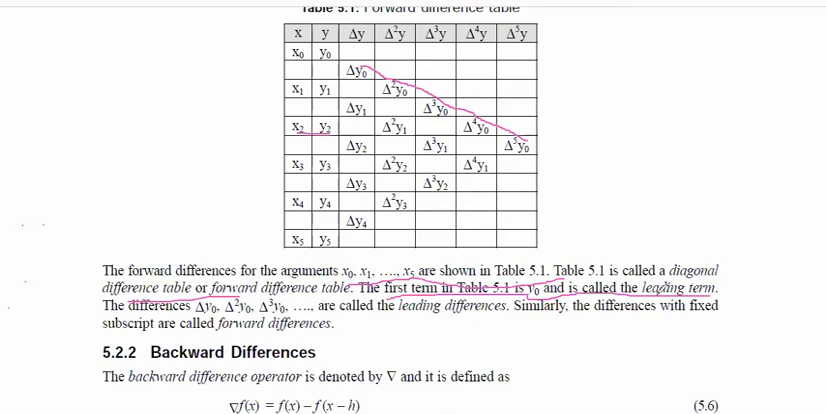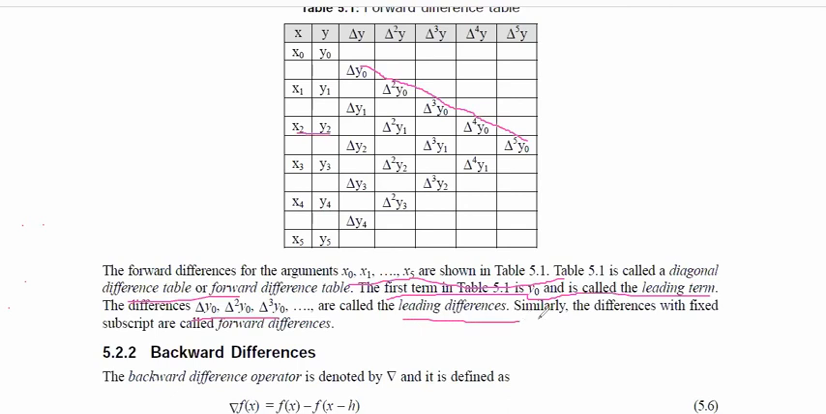In the first table, y0 is called the leading term. Here is the leading term. That was the argument, the leading argument. The differences on the basis of the leading arguments, this is the leading term. Now you look at the differences. These are called the leading differences. So leading arguments, leading terms, and leading differences.